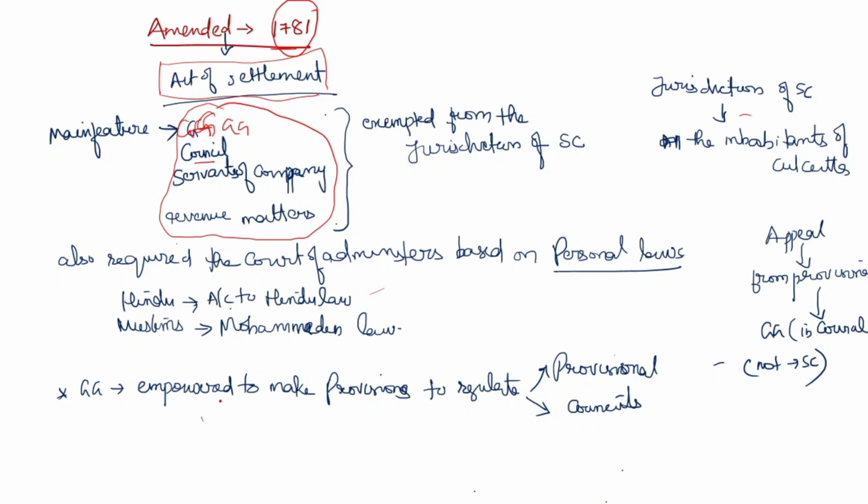The Governor General was also empowered to make provisions to regulate provincial courts and councils. And they also made it so that appeals from the provincial courts go directly to the Governor General's council, not to the Supreme Court.